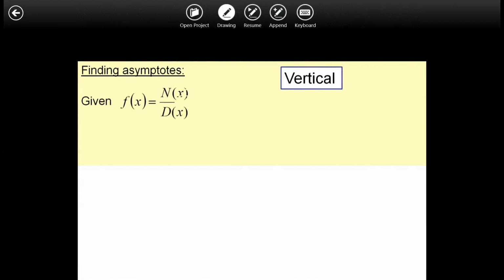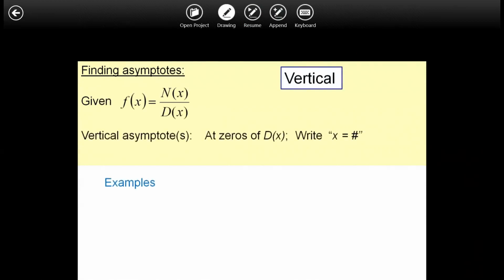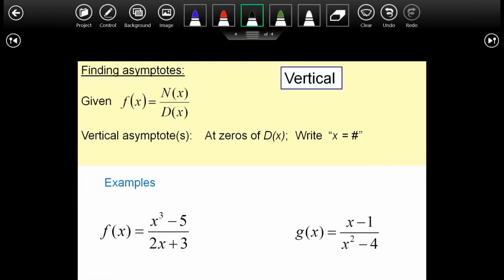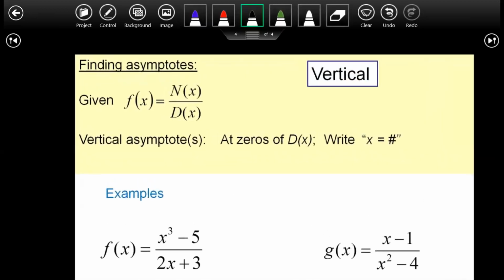A vertical asymptote is a vertical line in which the graph does not exist. Given a rational function, n over d, the name of our d. Vertical asymptotes are at zeros of d(x); write x is equal to a number. This is where it's going to be our value. Our examples that we're going to look at are these two, and we'll look at where our values are. Giving you a little heads up, a quick way to look at these is to let the bottom polynomial equal 0.